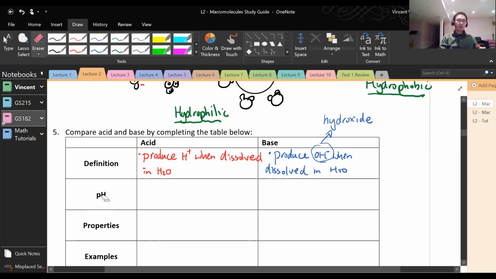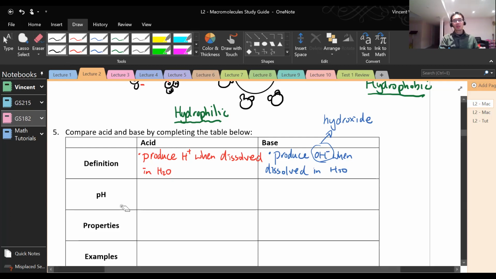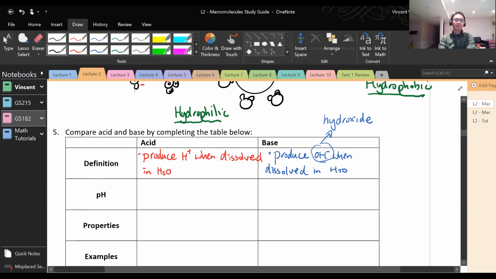pH is a scale that we use to measure the acidity of something. The opposite of acidity is alkalinity. Okay, so if something is acidic or not, we use the pH scale. The scale goes from 0 to 14. It could go beyond 14 in some cases. It can even be negative, but for usual application the range is 0 to 14.